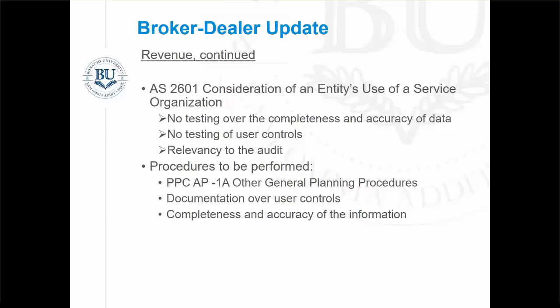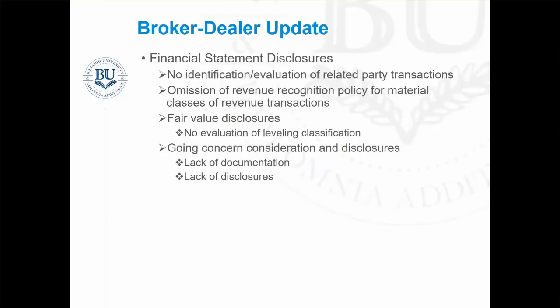Looking at 2601, some of the missteps referenced in the inspection report by the PCAOB were that there was no testing of completeness or accuracy of the data. There was no evidence of user controls, and ultimately the information just was not relevant to the overall audit that was being performed. So just some things to keep in mind as we start our broker-dealer engagements, to make sure that we are addressing these items within the overall testing of our broker-dealer engagements.